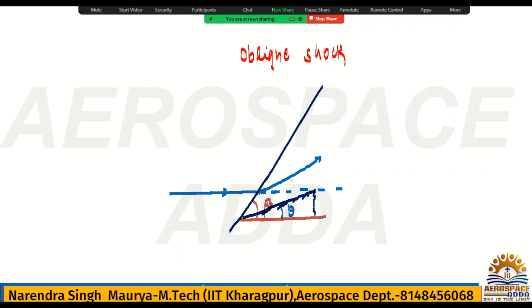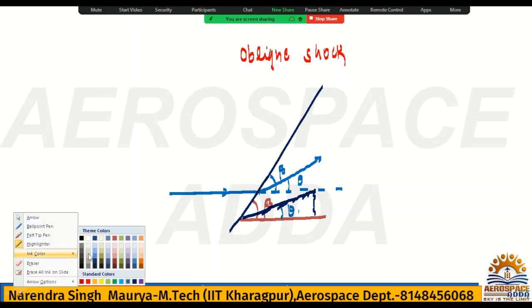Okay, and what will be the angle here? This angle and this angle must be the same, so this is also theta. This is beta. All right, now there should not be any confusion. Concentrate on this, so it will be very clear and easy for you.